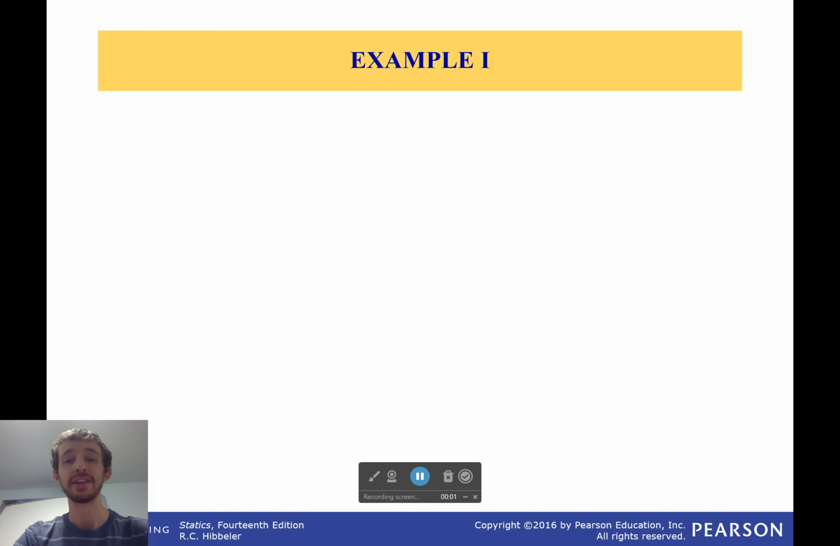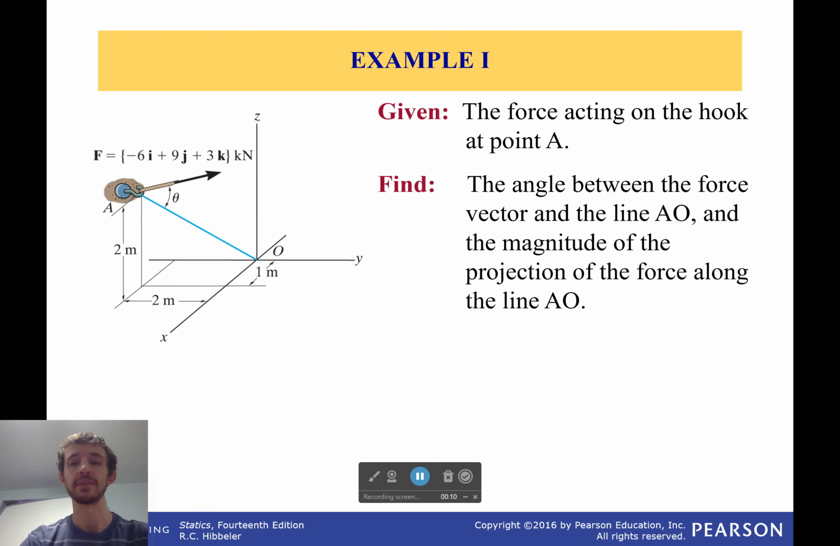Hello everyone, welcome back. So let's actually try out an example using the dot product. Let's make sure my pen is working. There we go. We can do this. So first off, here's our problem.